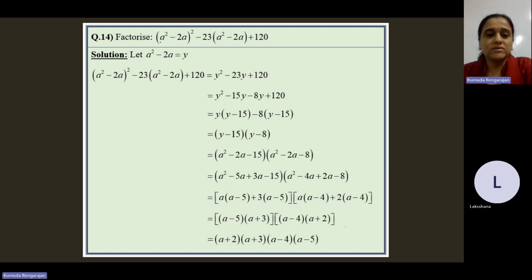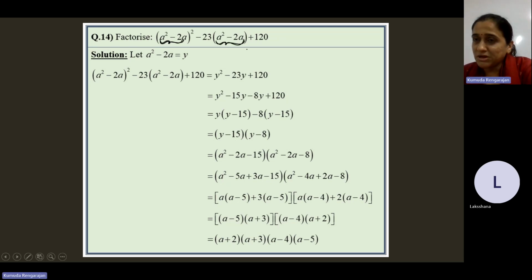All right, look at this question. Factorize (a squared minus 2a) the whole squared minus 23 into (a squared minus 2a) plus 120. Here we find this expression common. This itself is an expression, and we find it in the first term and the second term: a squared minus 2a, a squared minus 2a.